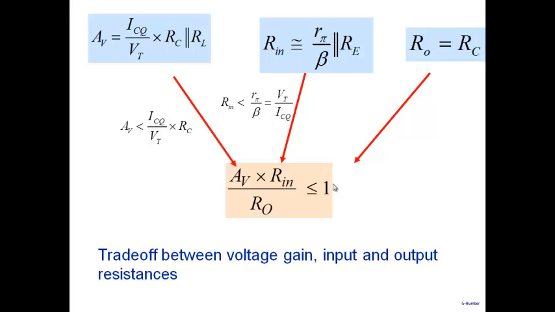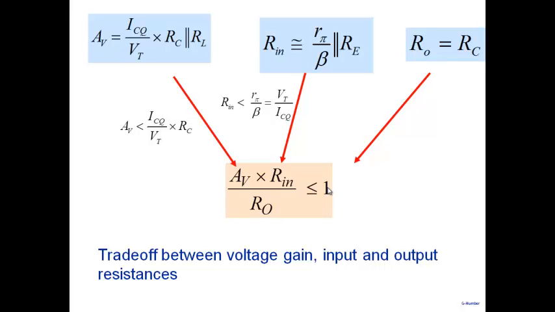So there is a trade-off between gain, input and output resistance. Again, if you want to build up gain, you'll have to sacrifice input resistance, or you'll have to sacrifice R0. But I'm sure you can see the difference between common emitter and common base. In common emitter, the right hand side was beta, and here it is 1. So which one is better?